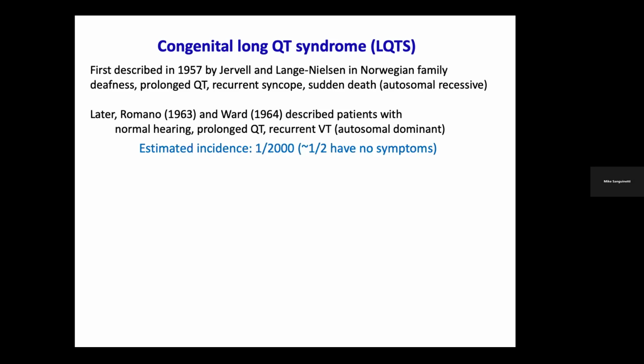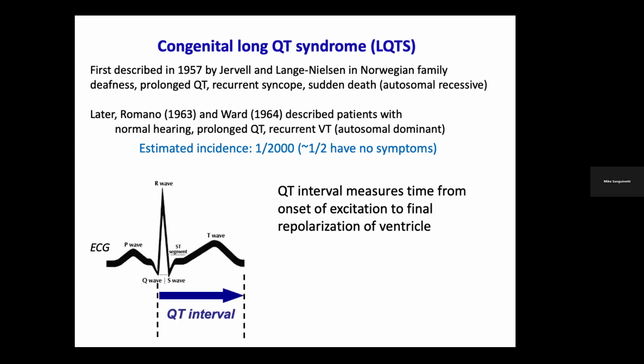The estimated incidence of long QT, regardless of type, is about 1 in 2,000 in the general population. About half the affected, or the gene carriers, show no symptoms whatsoever. So it's pretty good penetrance, but not complete.